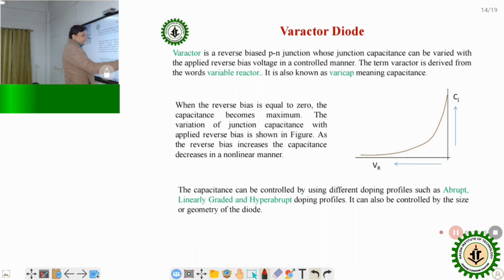So here we see when VR is 0, then capacitance is maximum. If we increase VR, meaning reverse voltage, then the width of the depletion layer also increases and capacitance decreases. So the capacitance can be controlled by using different doping profiles such as abrupt, linearly graded and hyperabrupt doping profiles. It can also be controlled by the size or geometry of the diode.